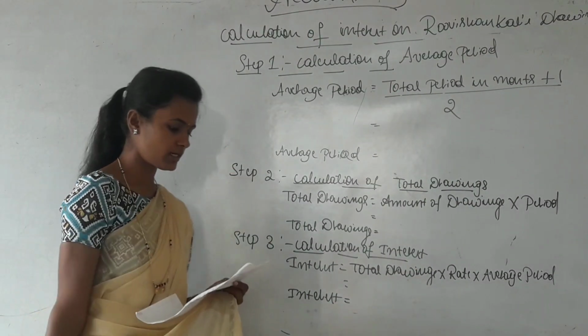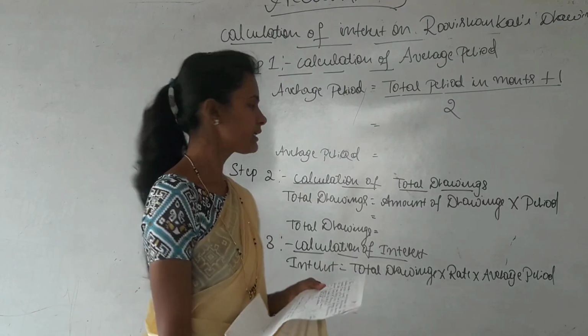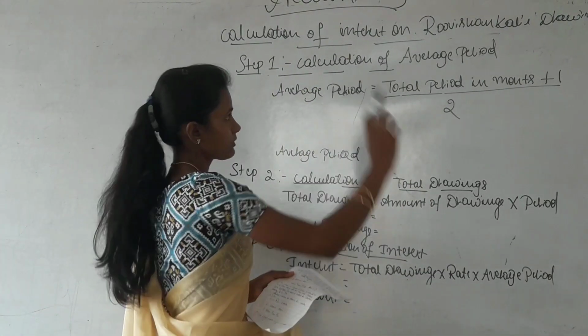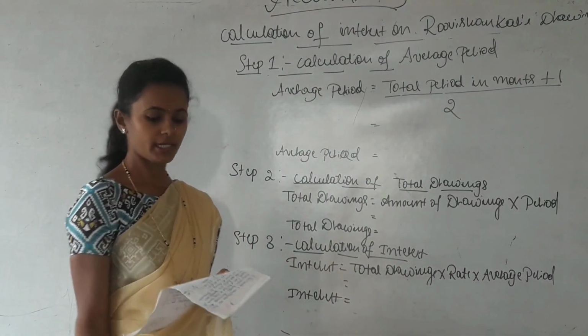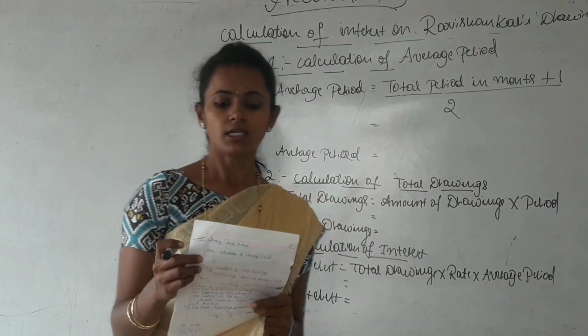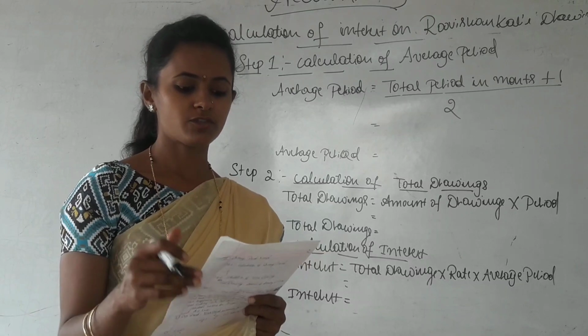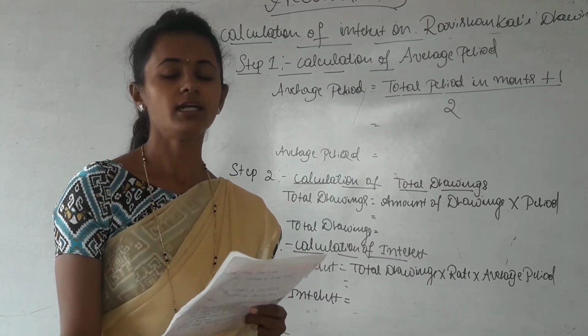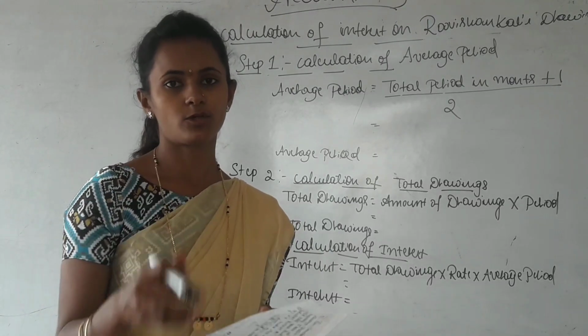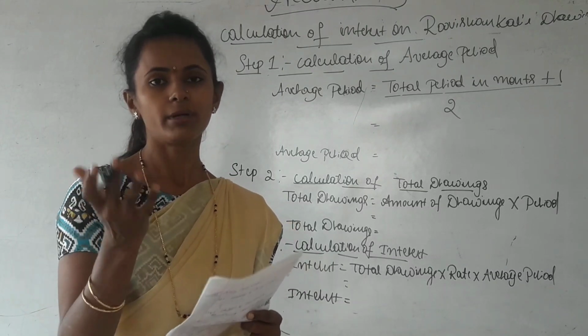Again the steps, again the same steps we need to calculate. In the case of step 1, we need to calculate the average period. Again I am repeating the things. To calculate the average period, we have 3 formulas. First formula, if we draw at the beginning, the second one, if we draw at the ending, and the third one, if we draw in the middle.